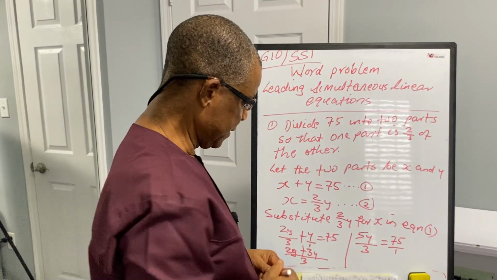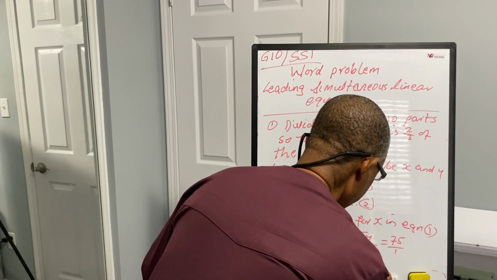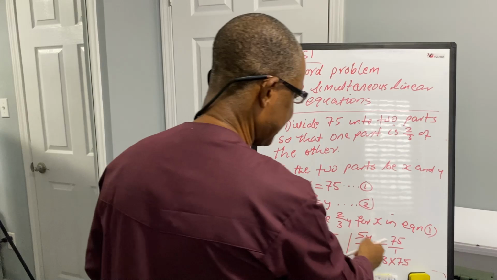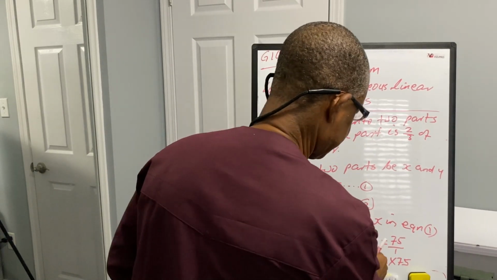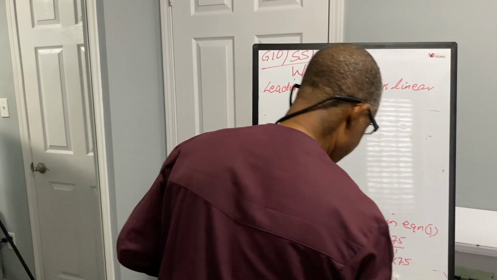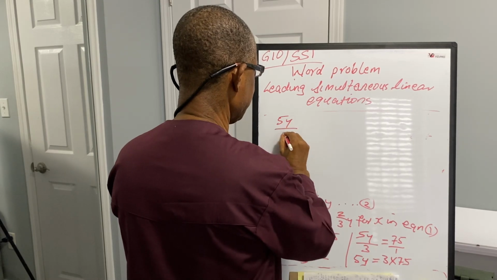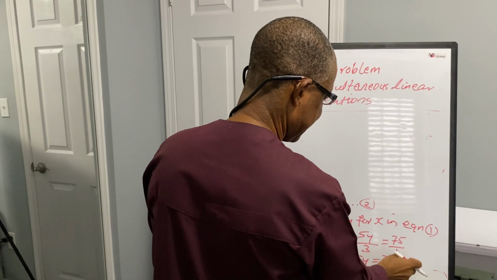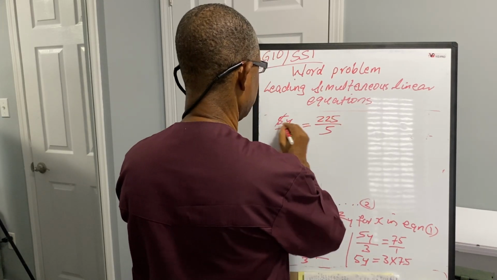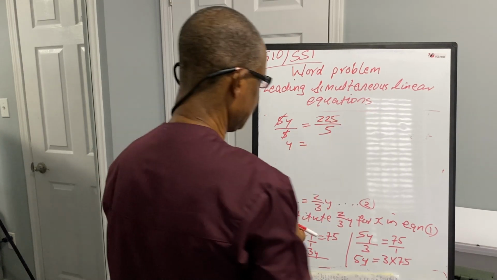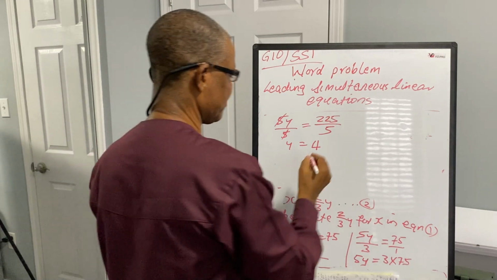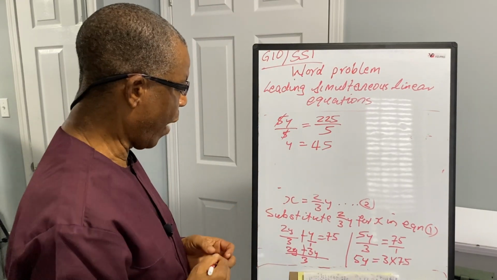We now cross multiply, and that will give us that 5y is equal to 3 times 75. How do I get 5y? 5y times 1 will give us 5y, and then 3 times 75. Let us go up. We now have 5y divided by 5. What you do to the left, you do to the right. 3 times 5 is 15, carry 1. 3 times 7, 21 plus 1, 22. Divided by 5, so y is equal to 22 divided by 5, which will give us 4, remaining 2. 25 divided by 5 is 5. So this is our y, which is 45.